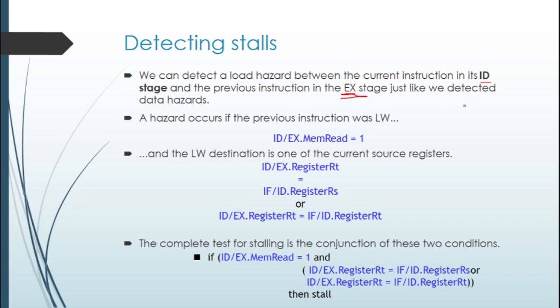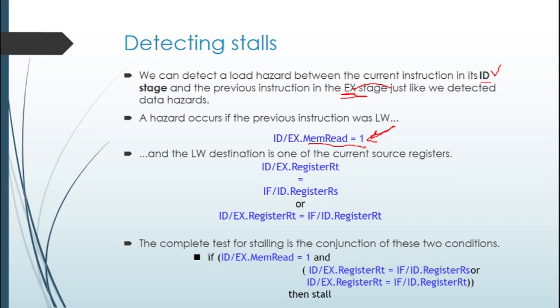So we know that for a typical operation, the current instruction is in the ID stage and the previous instruction is in the EX stage. The previous instruction is a load word instruction. We know that we need a stall whenever the previous instruction is a load instruction. So how do we check that? We check whether the mem read signal of that instruction is 1. Mem read being 1 means it's a load instruction where the memory is being read. This is the first condition.